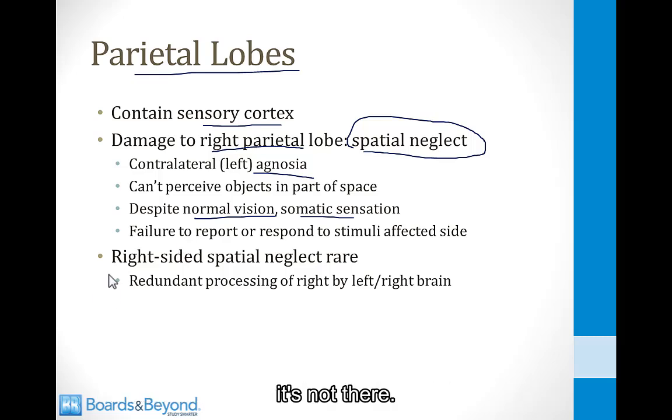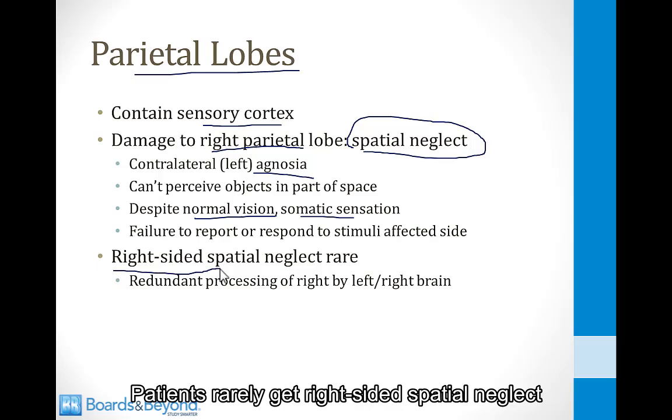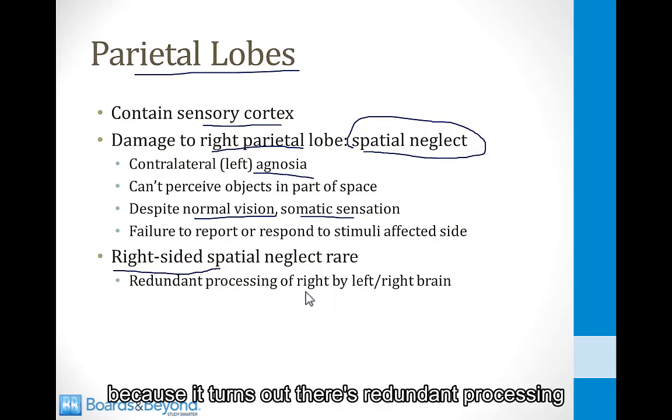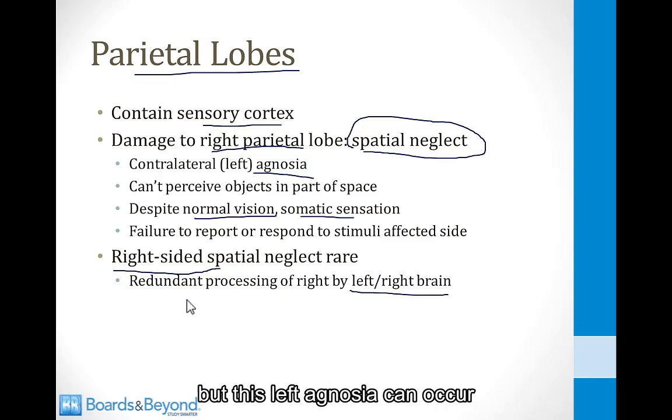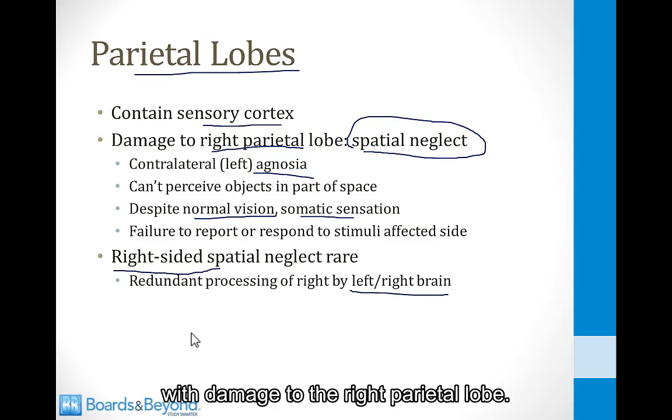not there. Patients rarely get right-sided spatial neglect because it turns out there's redundant processing of the right side by the left and right brain, but this left agnosia can occur with damage to the right parietal lobe.